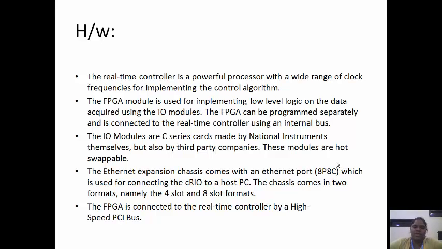The Ethernet expansion chassis comes with an Ethernet port, and the order of the Ethernet port is 8P8C, and it cannot be connected to LAN or any other systems. And the CRIO can be used to connect to the host PC using this Ethernet system only. And the chassis comes in two formats, namely a 4-slot format and an 8-slot format. The FPGA is connected to the real-time controller by a high-speed PCI bus. And by PCI bus, we mean that it is a parallel control interfacing bus.